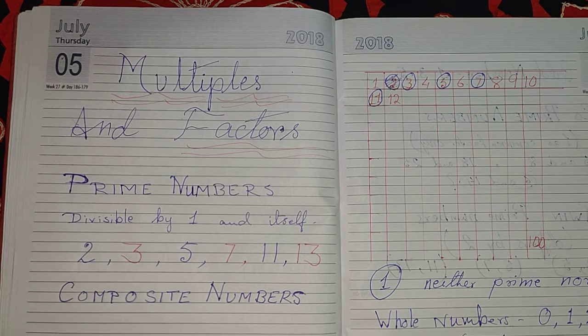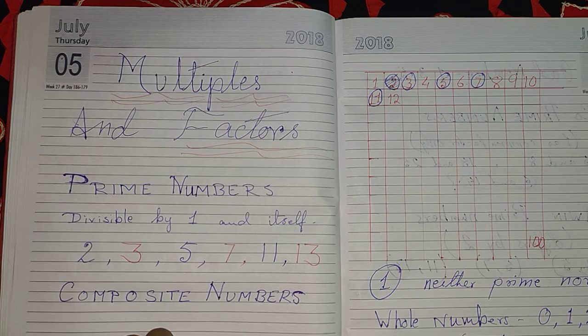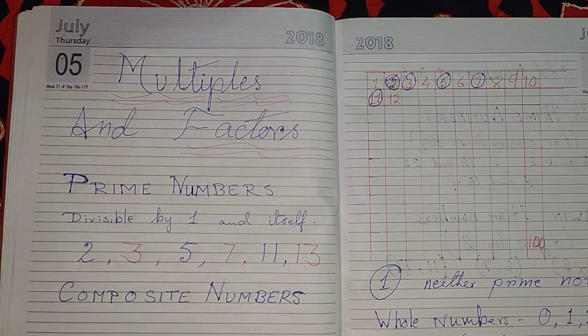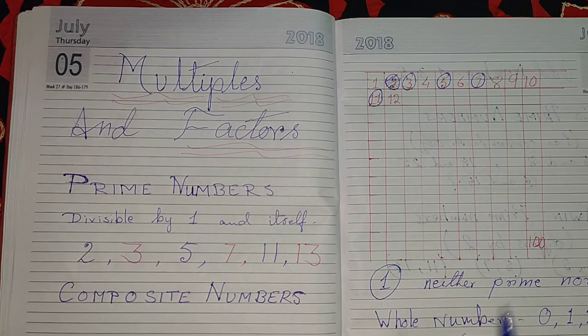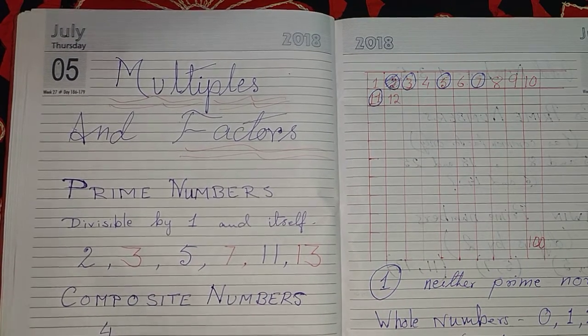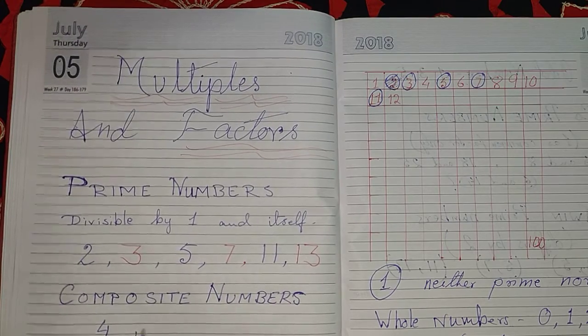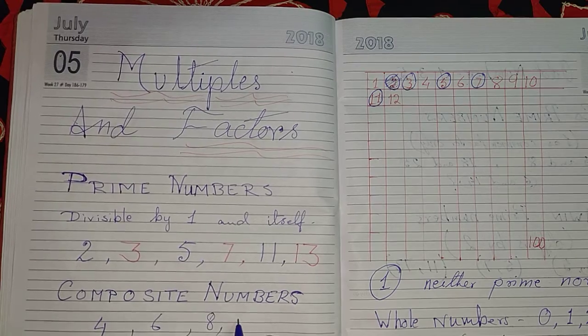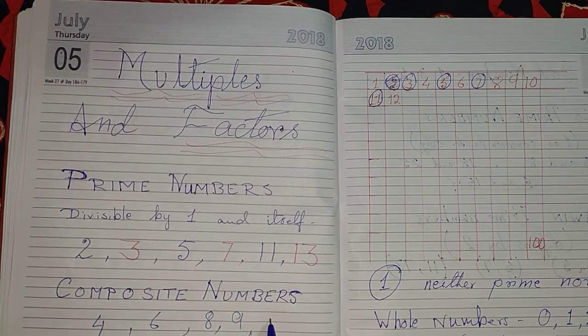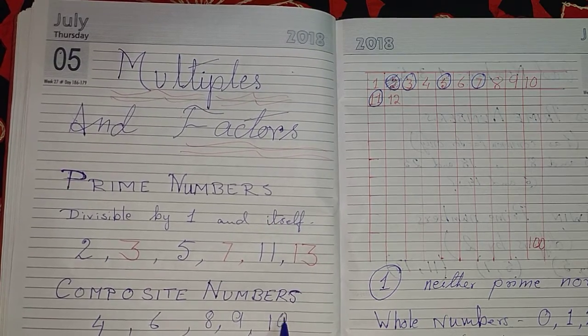The ones which are not prime numbers are called the composite numbers. Like, see here, 2, 3, 4. What is 4? 4 is not a prime number. So 4 is a composite number. 6 is a composite number. 8 is a composite number. 9 is a composite number. And so on. Alright.